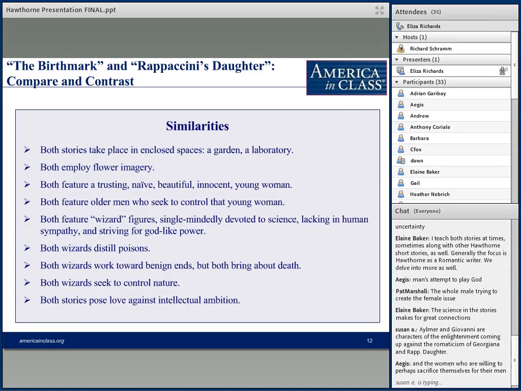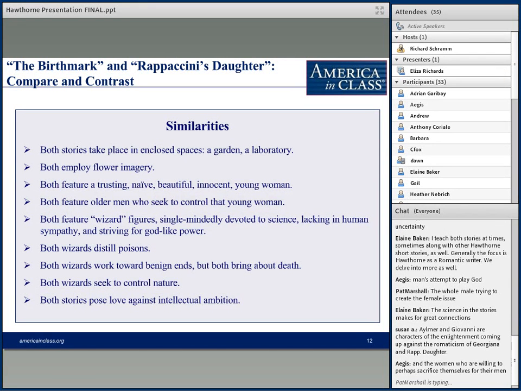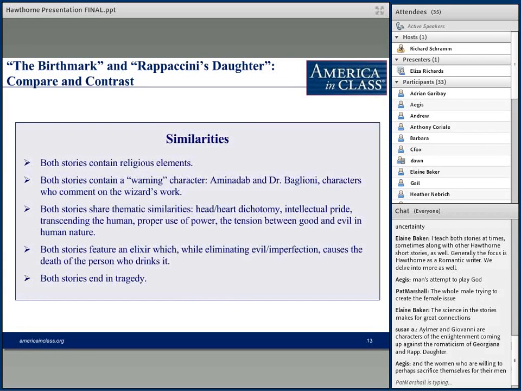Here's a list of the similarities, and I'm sure that you could use it in the classroom to think about the issue with your students. There are lots of formal similarities, thematic similarities, imagistic similarities. As someone already pointed out, there's an important stress on Christian imagery, especially imagery of original sin, the Garden of Eden. They're scientists, but they're also wizard figures. There's an obsession with their warning characters. There's an obsession with power, as someone noted.